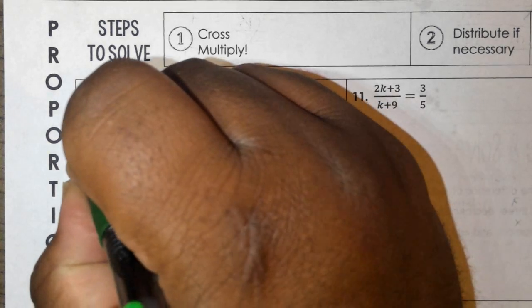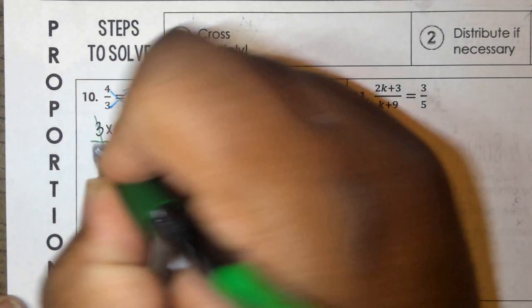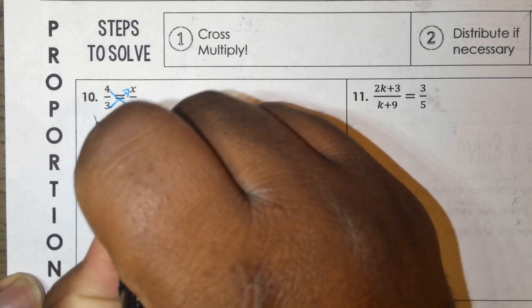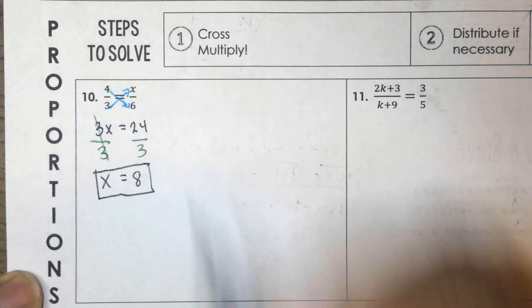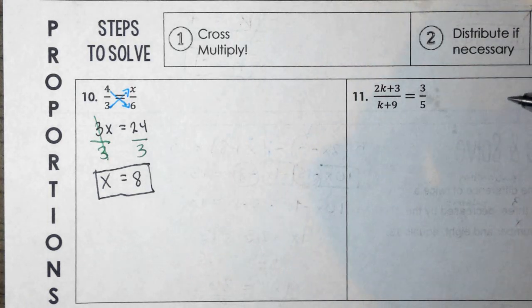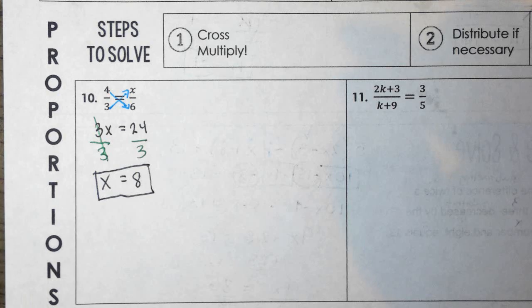Only thing I have to do, divide by 3, cancels, x equals 8. Done deal on that one. When they're this simple, it's very easy. The ones that y'all have trouble with are the ones over here, the ones where you have some expressions in here on your fractions. All right.